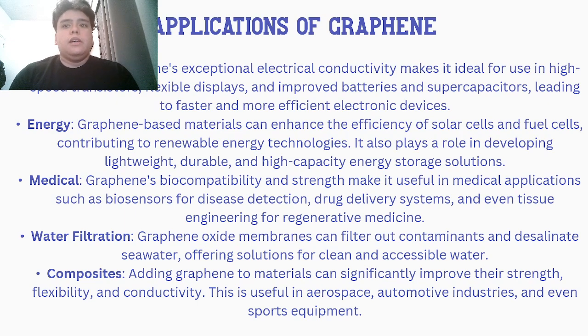Graphene is actually an impermeable material, which makes it useful for water filtration. Lastly, it could be used in composites. We could add graphene to other types of material to make it more durable or stronger, or we could make it more conductive.